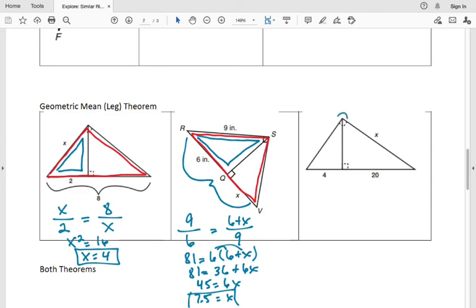Okay, on this one, again, off of this main right angle, these three legs are what gets put in a cross multiply situation, or they'll be the geometric mean. So x will go here and x will go here.